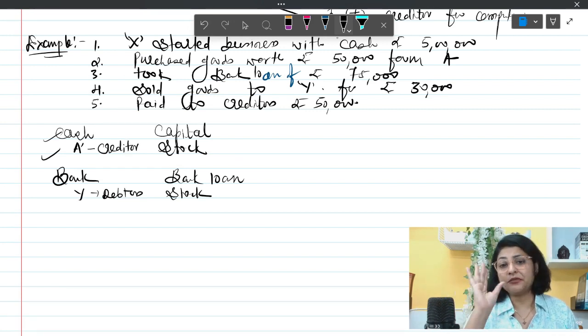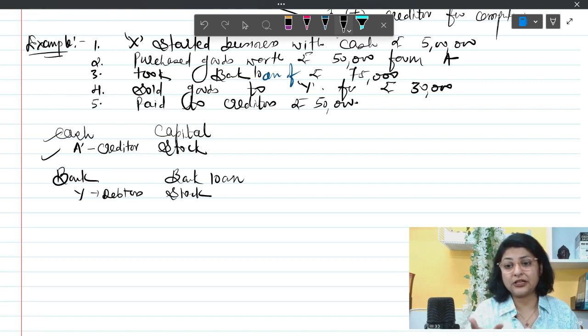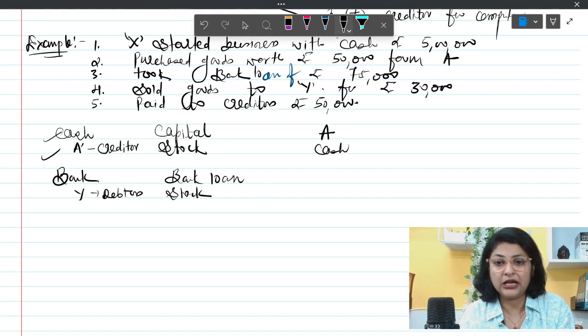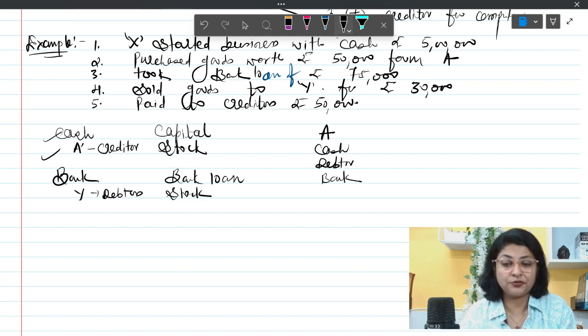So these number of transactions are there. Last transaction is payment to creditor. So creditor will be deducted and cash will also be deducted. So we have to figure out how many assets are going to be there. If I write under asset, I have number 1 cash, I have debtor, I have bank. These 3 assets are going to be there.